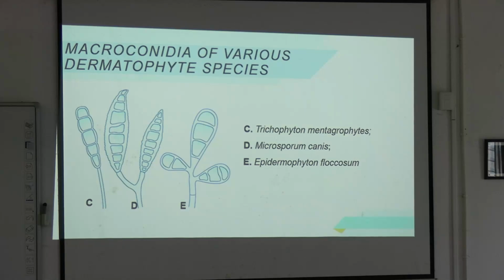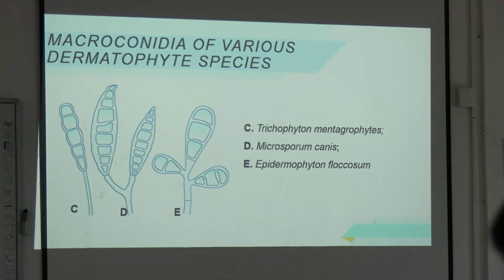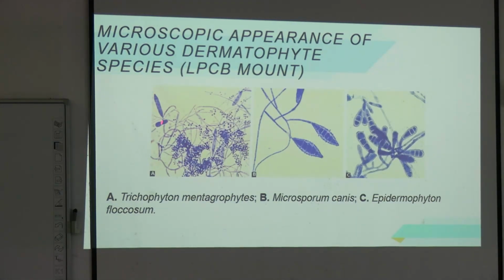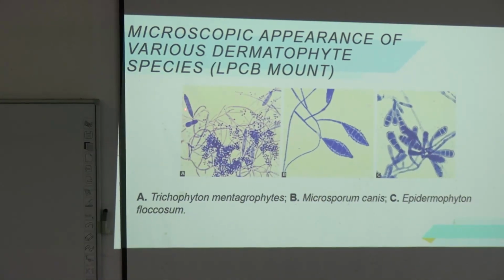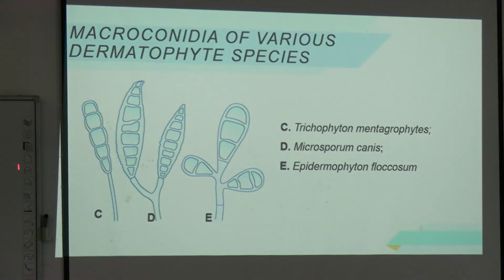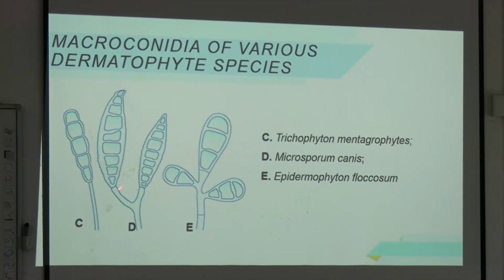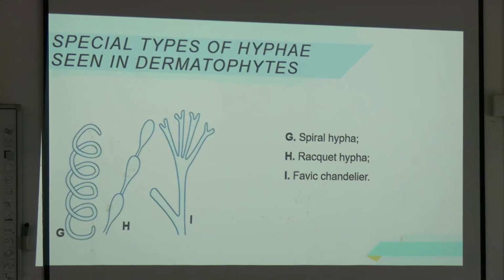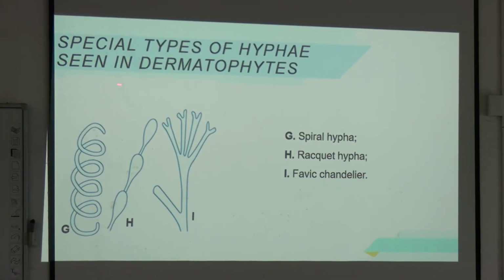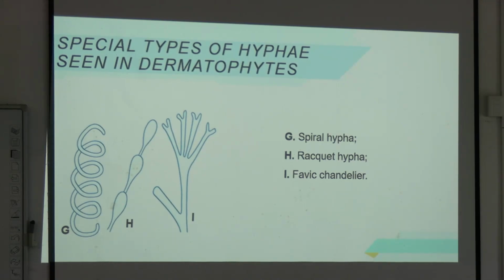This is a schematic diagram, and this is Microsporum canis. See, the picture you are seeing here matches the diagram given. Right? This is a Trichophyton, this is a Microsporum, shaped like a spear head. And this is a kind of different special types of hyphae seen in various dermatophytes.